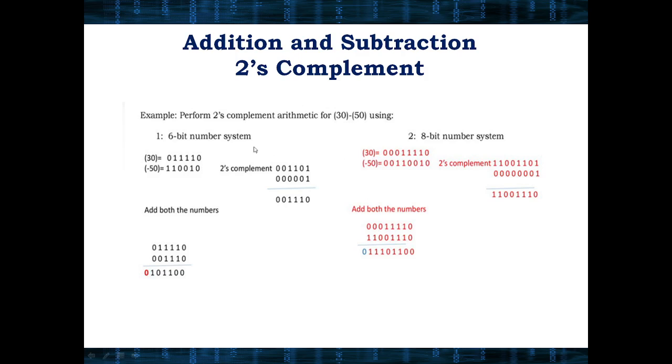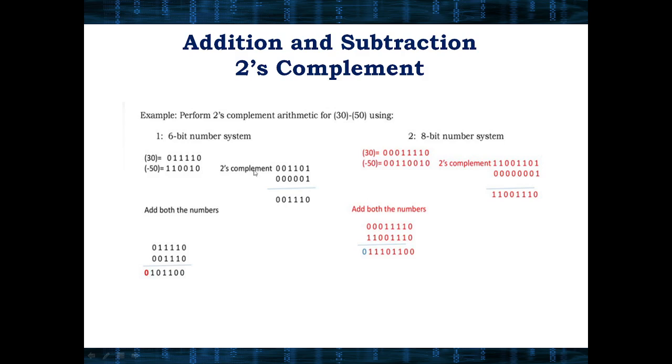Some more examples we'll discuss. Here the example is to perform 2's complement arithmetic for 30 minus 50 using a 6-bit number system and an 8-bit number system. So 30 you have to represent using 6 bits. You can actually represent 30 using 5 bits, but you have to make it plus 30, so you add a 0 here. Totally it becomes a 6-bit number. Here plus 30, then it is minus 50.